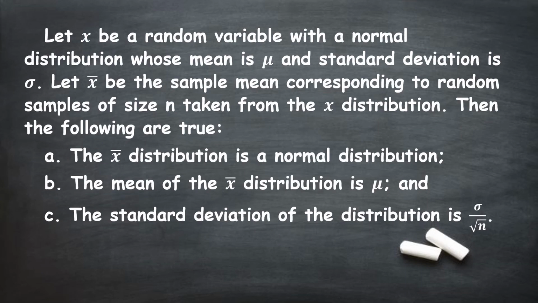So to give you an overview of the statement of the central limit theorem, we have: let x be a random variable with a normal distribution whose mean is mu and the standard deviation is sigma. Let x bar be the sample mean corresponding to random samples of size n taken from the x distribution. Then the following are true. Letter A, the sample mean distribution is a normal distribution. Letter B, the mean of the sample distribution is mu, and the standard deviation of the distribution is sigma all over the square root of n.